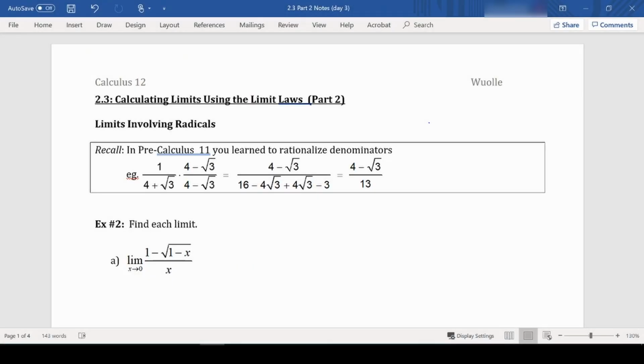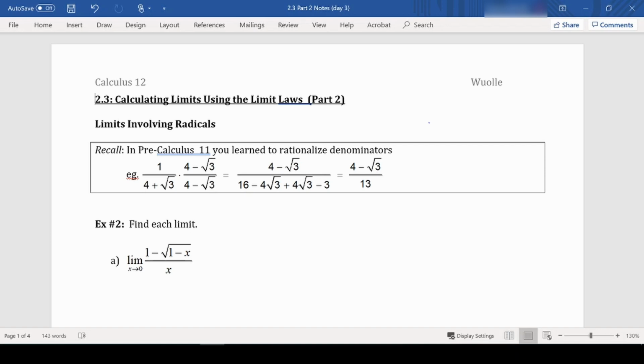Hello and welcome to our third lesson, which is calculating limits using limit laws part 2. Last lesson we looked at finding the limit of a polynomial or a rational, sorry, function. Today we're going to be adding radicals in. We reviewed how to rationalize denominators. We also talked about the fact that we would sometimes see questions where you were rationalizing a numerator instead, and this is where we're going to be using that today.